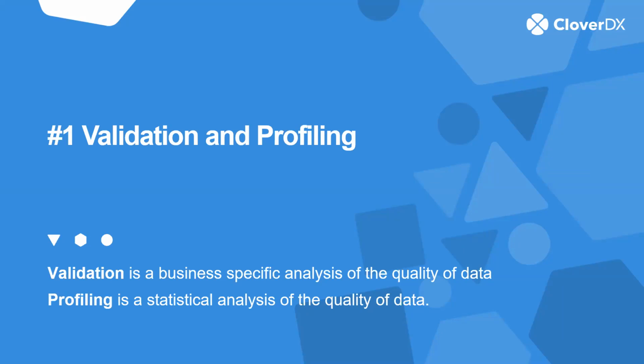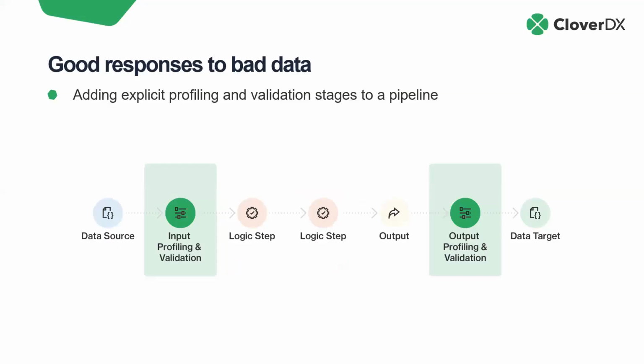Right, we'll start with what I'm calling validation and profiling. The most obvious response to bad data, to prepare for bad data, is to add stages to your data pipeline that explicitly deal with data quality. They can go anywhere in the pipe, but minimally, think about adding bookends at the front and the back of your data pipe to scrutinize your data on the way in and on the way out. We often think of these kinds of explicit data quality checks in two different categories: validation and profiling.